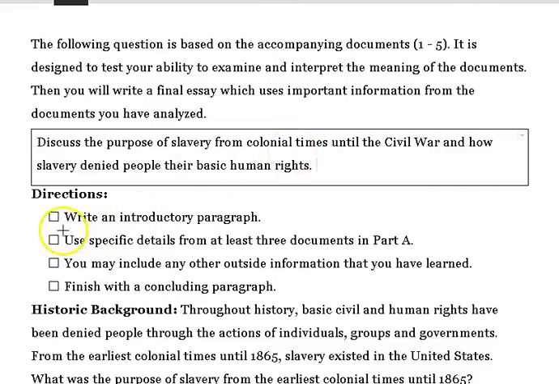Directions. Write an introductory prompt. Check. Use specific details from at least 3 documents in Part A. Check. You may include any other outside information that you have learned. Check. Finish with a concluding paragraph. Check. All 4 should be checked.